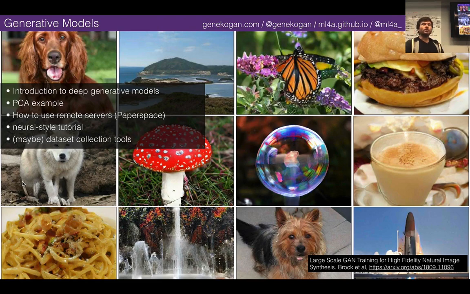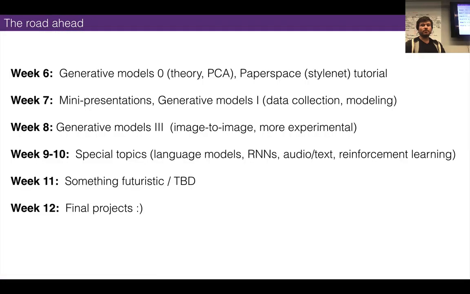After we do the tutorial, we should have enough time for me to introduce what generative models are, and then we'll go deeper into them after next week's presentations. So that's the plan here: generative model zero theory, and then we'll talk about PCA, which is the simplest possible generative model. PCA is not really for generative models, but you can use it as such because it's kind of fun. And then we'll do this Paperspace style tutorial.